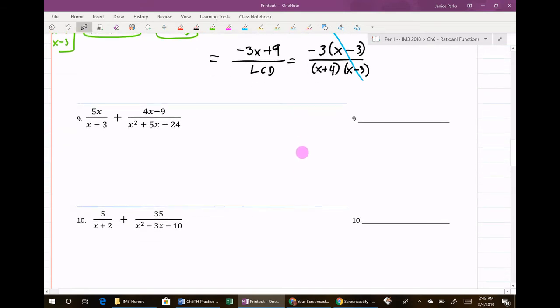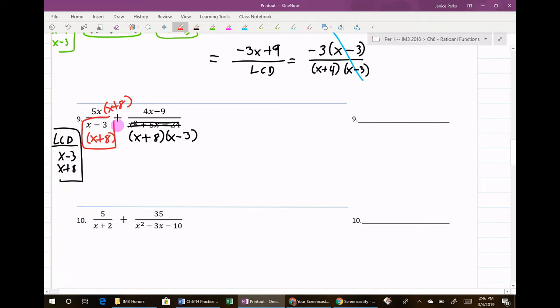Number 9, I'm going to go ahead and factor the denominator. This would give me x plus 8 and x minus 3. And again, I'm going to cross that off as soon as I find that. The LCD is x minus 3 and x plus 8. So I need to multiply this by x plus 8 for top and bottom. Now my denominators are identical.